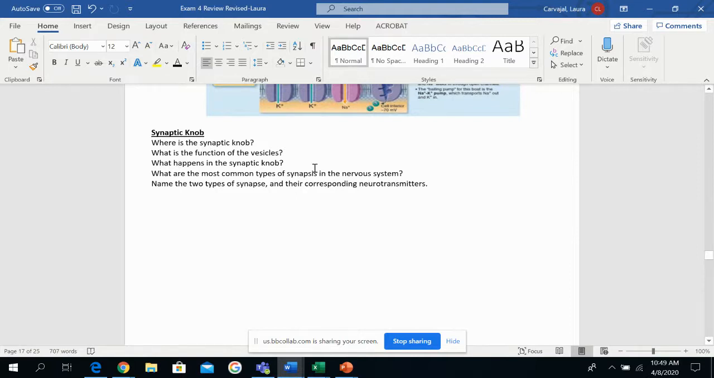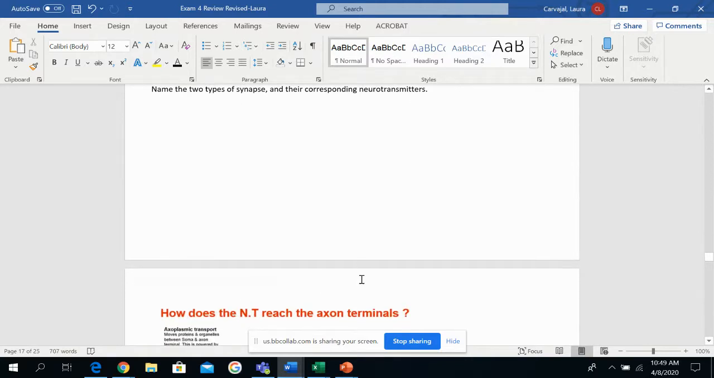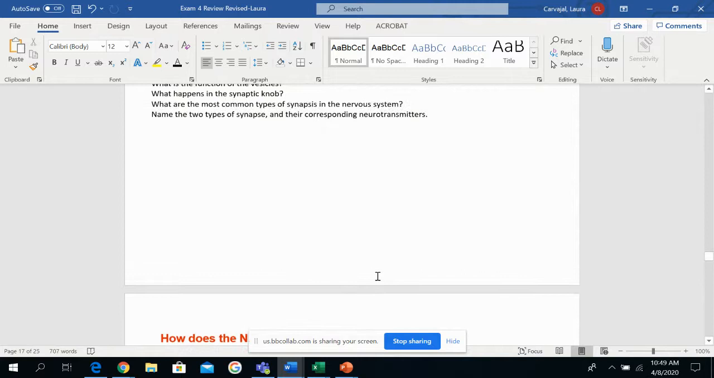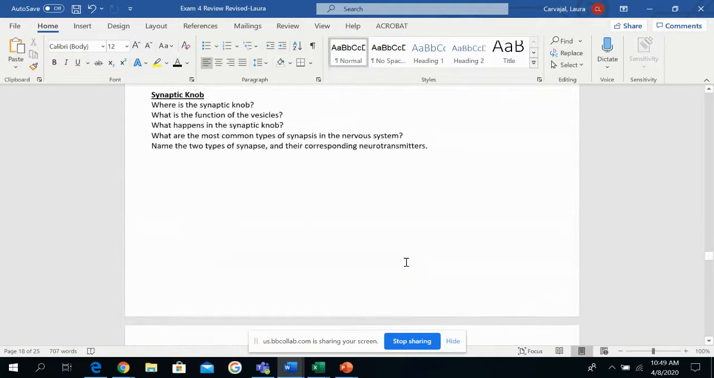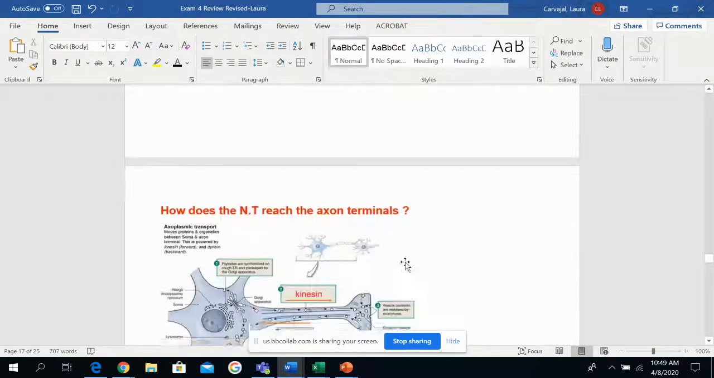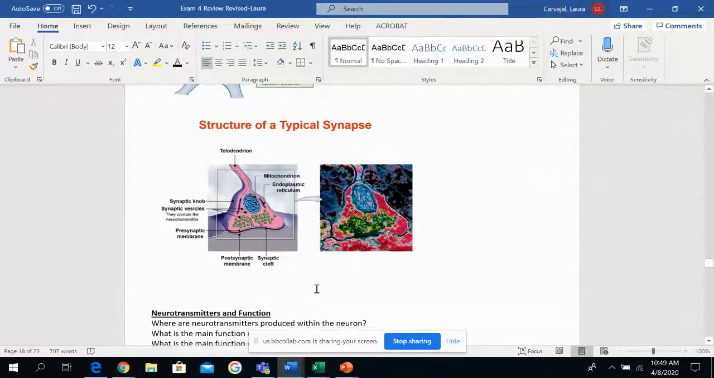What happens in the synaptic knob? We release neurotransmitters. Most types of synapses in the nervous system. I think we Googled that one. I'm not sure. We can come back to that one really quick because we're running out of time. Name two types of synapses. We have electrical and chemical, which is what I mentioned before. We have neurotransmitters. So depending on where it's synapsing, for muscles, we have acetylcholine, the type of neurotransmitter that is released by the neuron. So yeah, this is a really cool picture of the synapse.